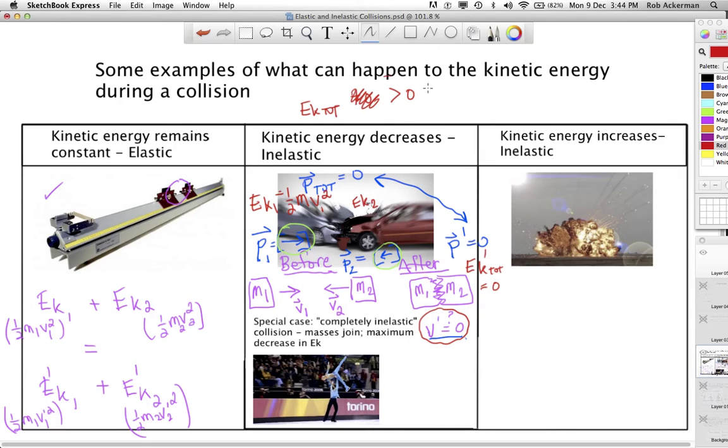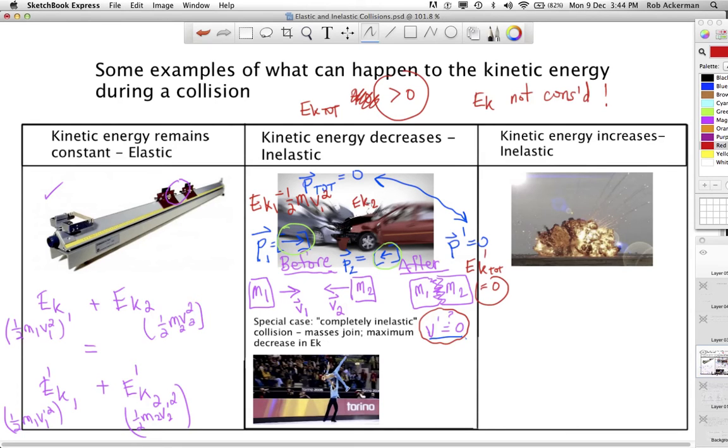So look at this. We got greater than 0 for the initial kinetic energy, equal to 0 for the final kinetic energy. This is an example where EK is not conserved. Therefore, it's possible to conserve momentum like I showed you here without conserving EK. You have to look at each situation based on its own merits.